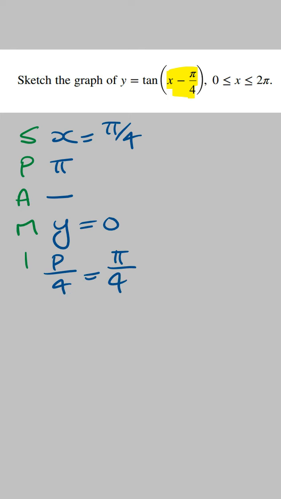From here we draw the x-axis, draw the line y is equal to 0 with a dashed line, which is the mean position, marking your starting point, where x is equal to pi on 4, marking the intervals pi on 4 units apart, and also the y-axis.